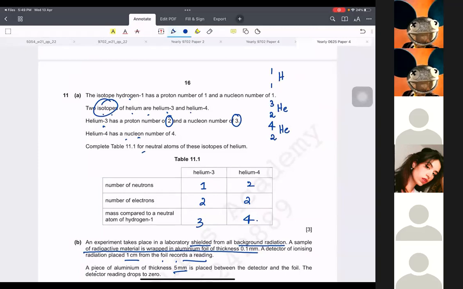Yes, sir. Now, for number of neutrons, what you do is nucleon number minus proton number. So 3 minus 2, 1. 4 minus 2, 2. Do you understand? Yes. Then number of electrons. Number of electrons should be the same. If it's a neutral atom, then it should be the same as the number of protons. So it has 2 protons, so 2 electrons. Got it? Yes, sir. Understood. Thank you. And now compared to hydrogen, this is 3 times and this is 4 times heavier. So that's why this table is split.